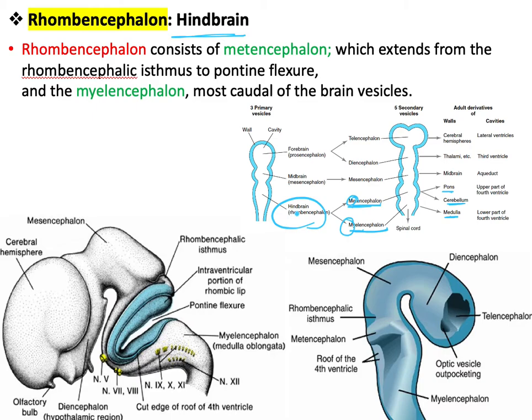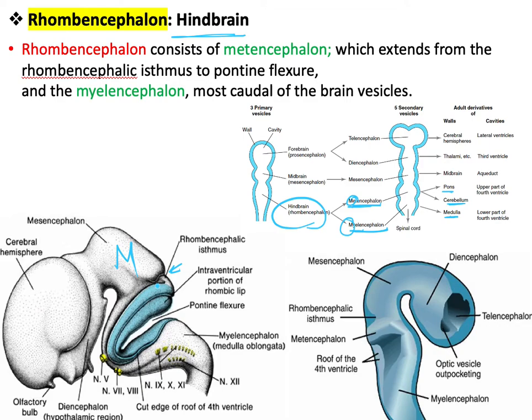So, again, this is the mesencephalon, the midbrain. Here is the start of the rhomboencephalon. We call it the rhomboencephalic isthmus. As you know, it gives two secondary vesicles, metencephalon and myelencephalon.